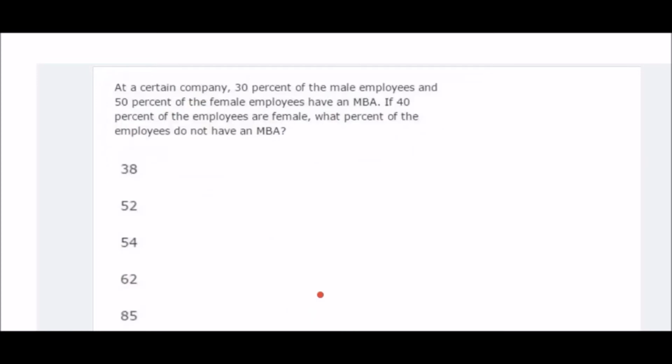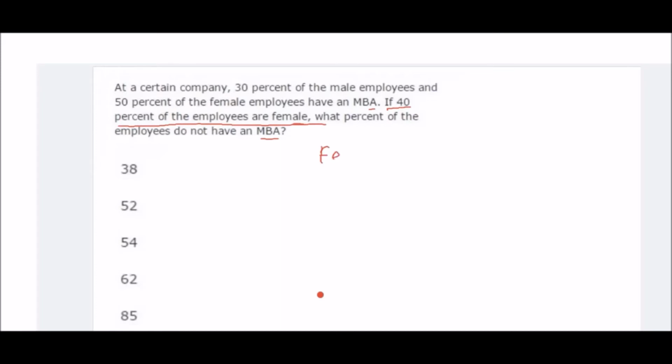Our next question: at a certain company, 30% of the male employees and 50% of the female employees have an MBA. If 40% of the employees are female, what percent of the employees do not have an MBA? So now see the question. First we have to analyze. See here the condition, 40% of the employees are female.